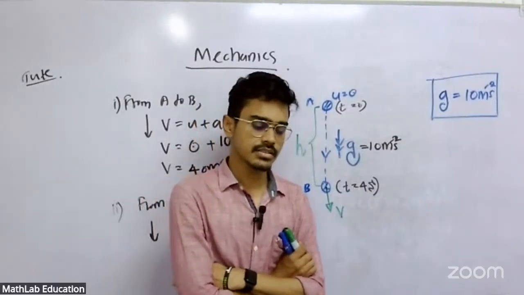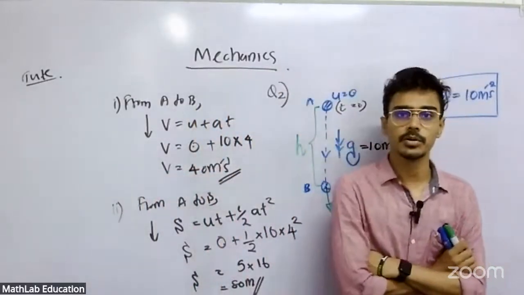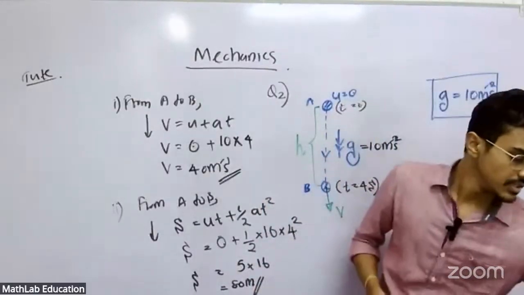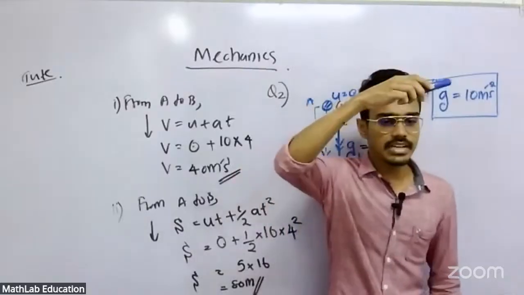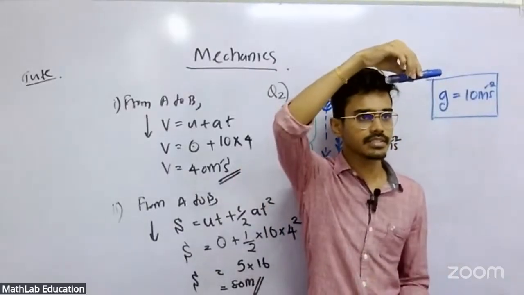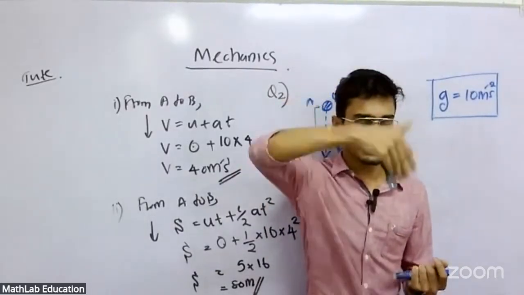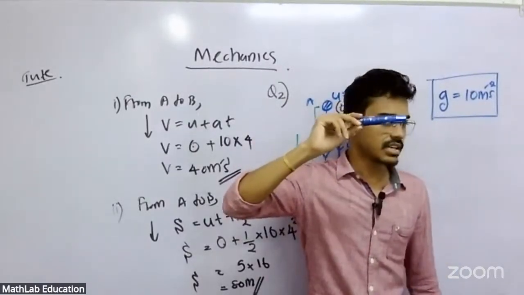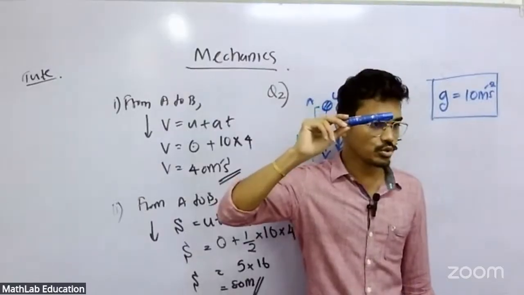Understood? Listen. Look at here on the board. Let's say I'm releasing this object from rest like this. So what's the acceleration it has? Gravitational acceleration, 10 m s^-2.